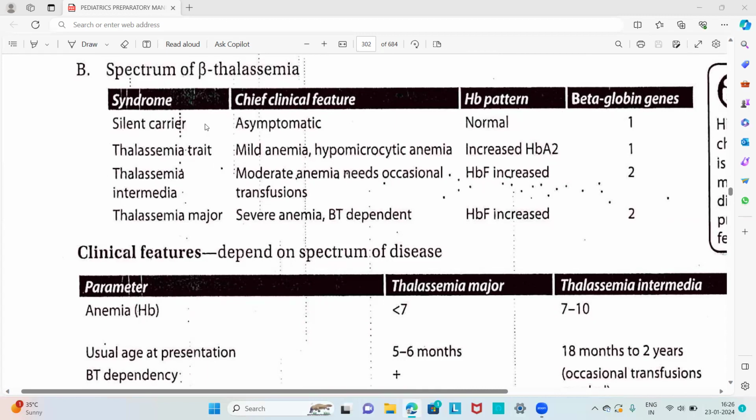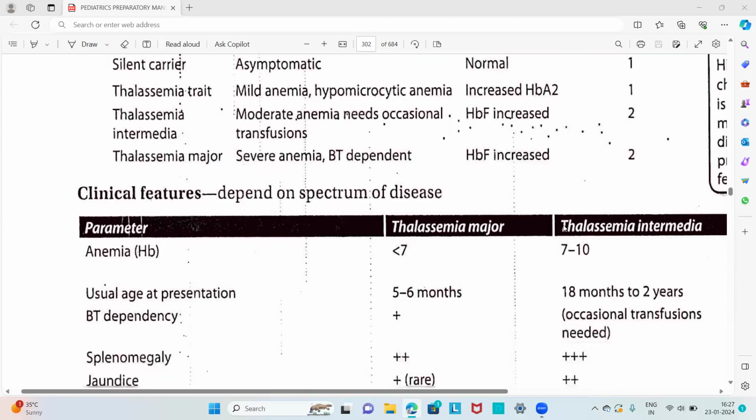The silent carrier is asymptomatic, and in the thalassemia trait, we have mild anemia and hypochromic microcytic anemia. There will be increased HbA2. But in the case of thalassemia intermediate and thalassemia major, fetal hemoglobin, HbF, is increased. In thalassemia intermediate, there will be moderate anemia and it needs occasional transfusion. But in thalassemia major, there will be severe anemia and it is blood transfusion dependent. So that is all regarding the spectrum of beta thalassemia.